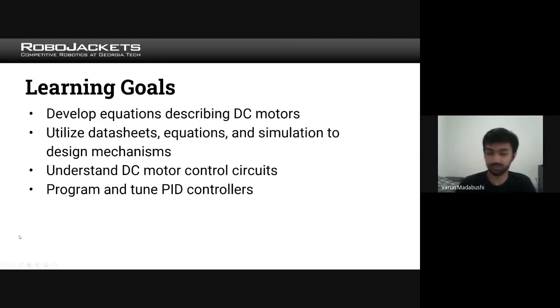So the first thing, we have about 4 different ideas that we want to talk about today. We want to talk about how to write down the equations which describe a DC motor, and then how to get the relevant information out of a data sheet so that you can use that along with these equations in order to properly design a DC motor mechanism. Then we want to understand the circuits that you can use to control a DC motor. And then lastly, we're going to use a PID control in order to control a DC motor.